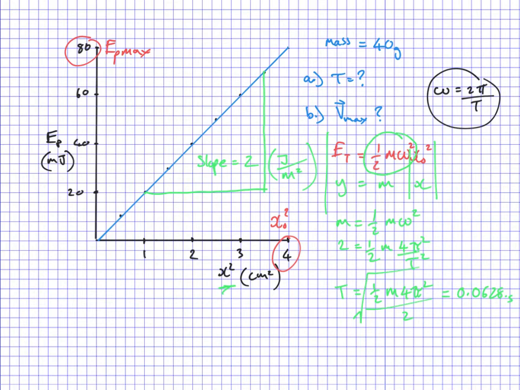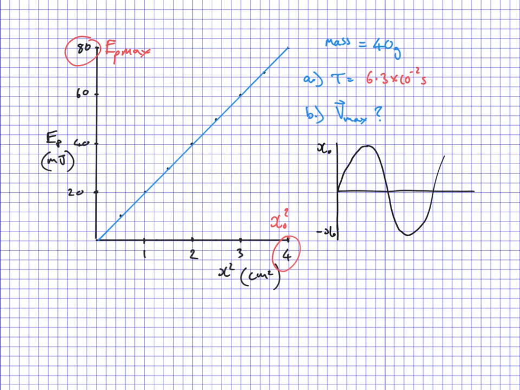Let's just check our significant digits. We had 2 in the question, so I'm going to go to 2 in my answer. So the period is going to be 6.3 times 10 to the -2 seconds.